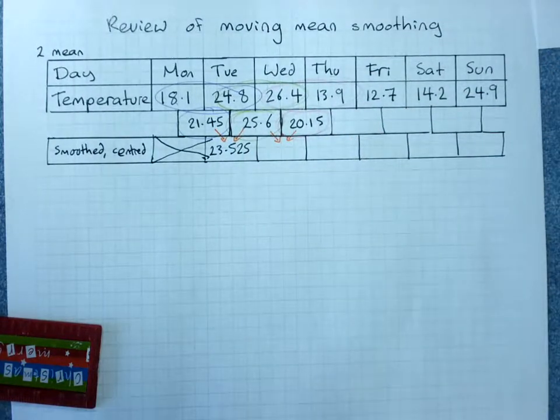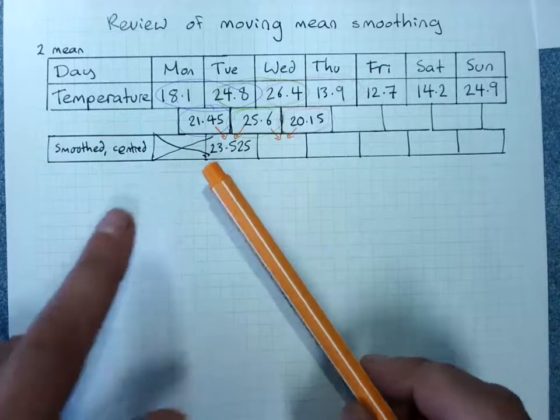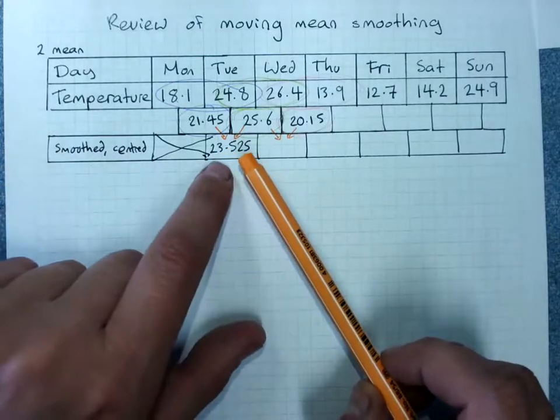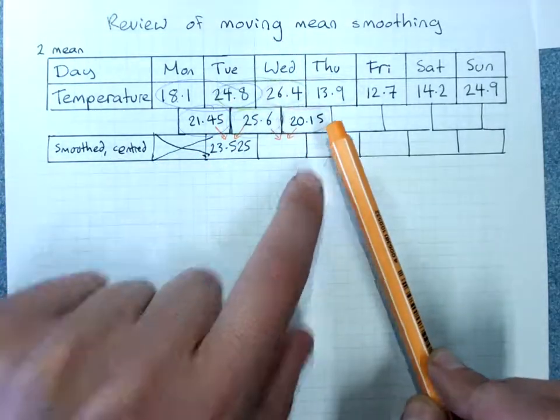I don't want to complete the whole thing because it takes forever, and this is a 10-minute video already. But I would like to think that you can see how it works. Now, if they asked me to graph that, I would graph this point over a Tuesday, this point over the Wednesday, and so on.